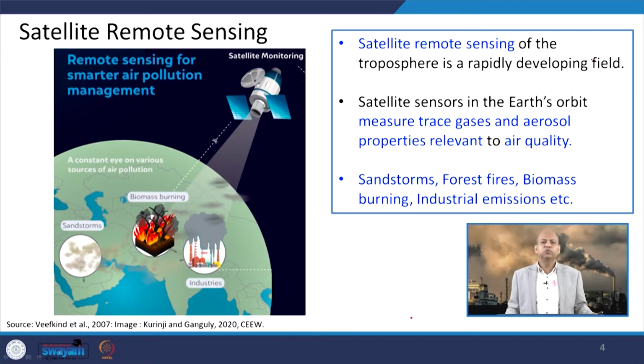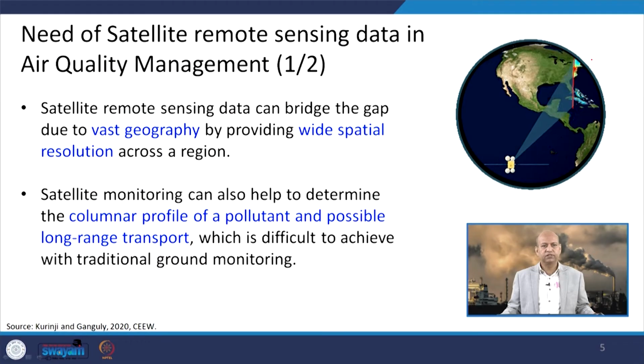Satellite remote sensing of the troposphere, which is the lowest layer of the atmosphere, is rapidly developing all over the world. Basically, this field is increasingly in a developing phase. Satellite sensors in the Earth's orbit can measure trace gases as well as particulate matter or aerosols and their properties relevant to air quality, whether their concentration or their other aspects. Also, sandstorms, forest fires, biomass burning, industrial emissions, all those plumes can be traced by satellite observation. So, these are several uses of satellite products.